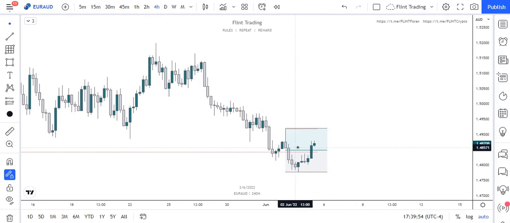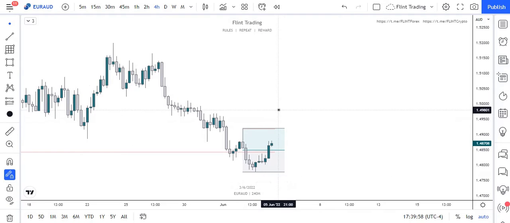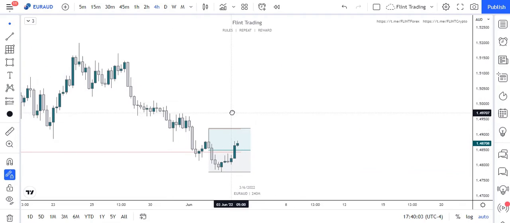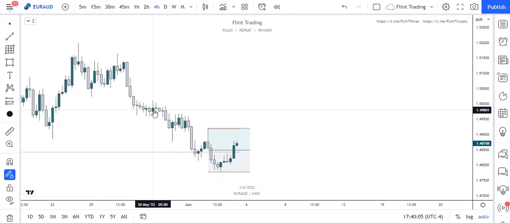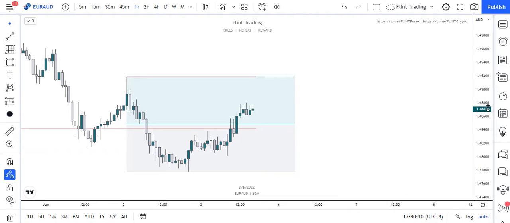At the moment, we haven't seen a structure shift yet, so we are still bullish at the moment, bearish at the moment. Now, any other things we need to see? Yeah, there's nothing much actually. So moving down to the 1 hour.